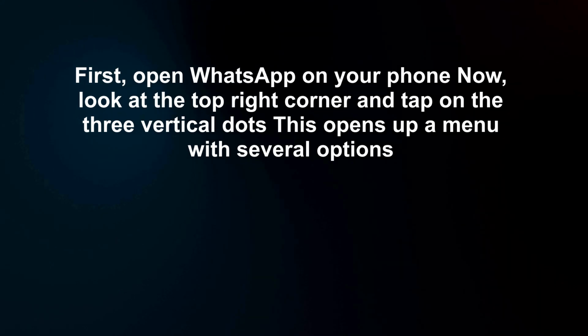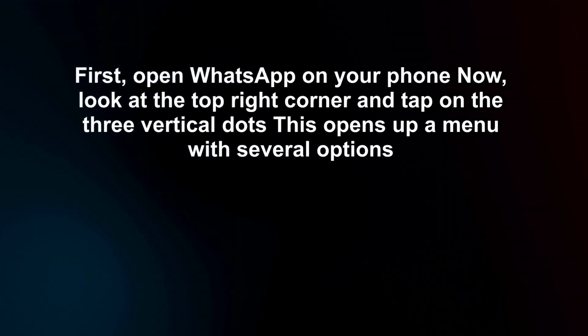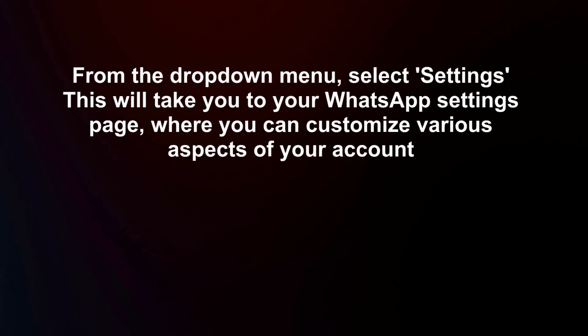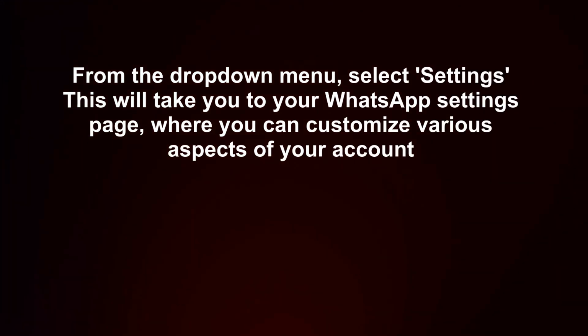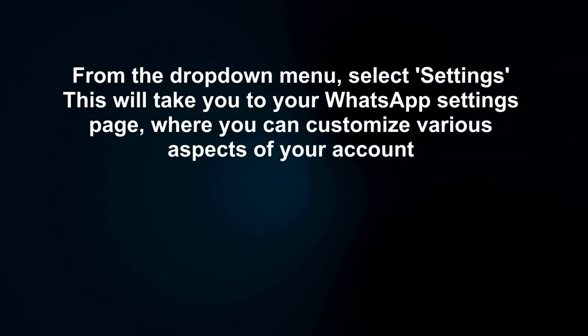First, open WhatsApp on your phone now. Look at the top right corner and tap on the 3 vertical dots. This opens up a menu with several options. From the drop-down menu, select Settings. This will take you to your WhatsApp settings page, where you can customize various aspects of your account.